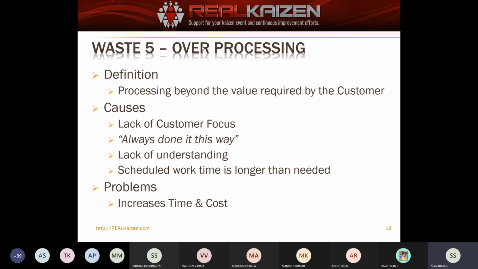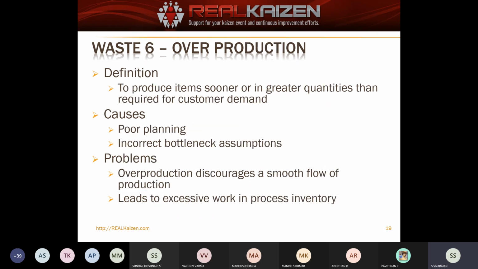Then over processing. Whatever the customer requires, only that you do. Don't do anything excess, because that is not going to add value. And then overproduction, which is also very important. Whatever demand is there, you produce. Don't produce more quantity, because that is a problem in cost. And the flow also will not be smooth.